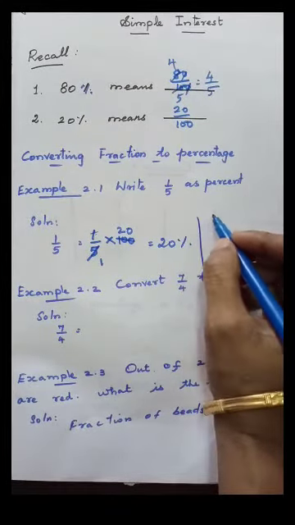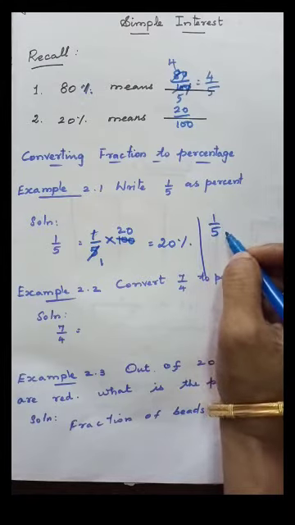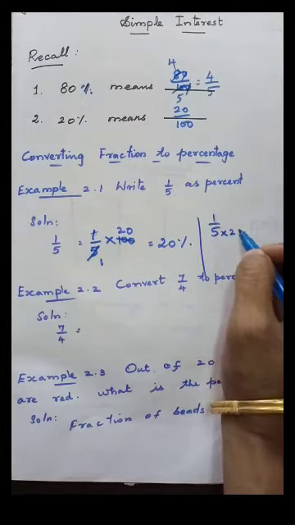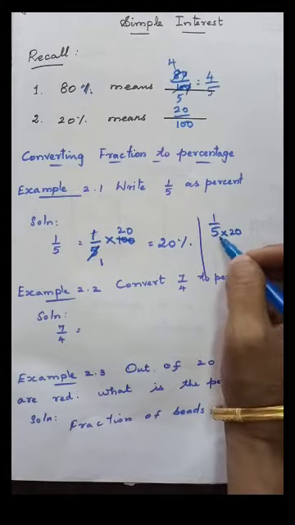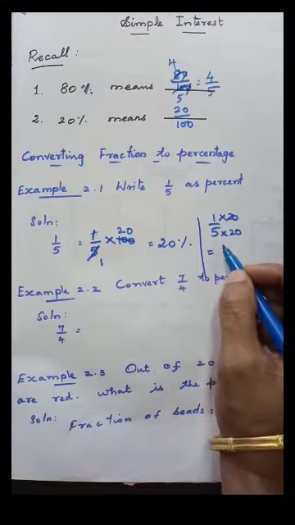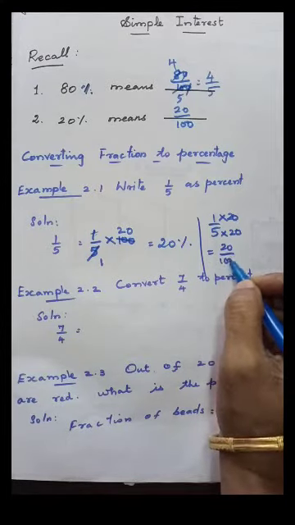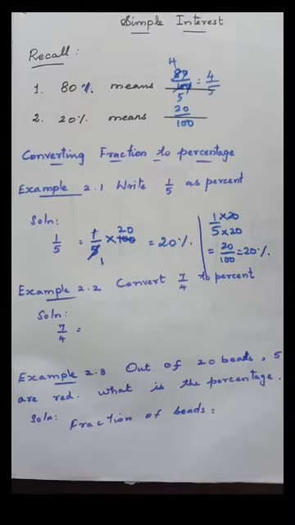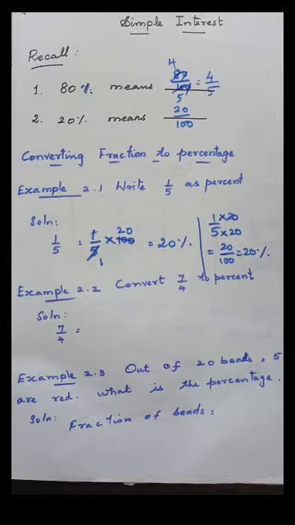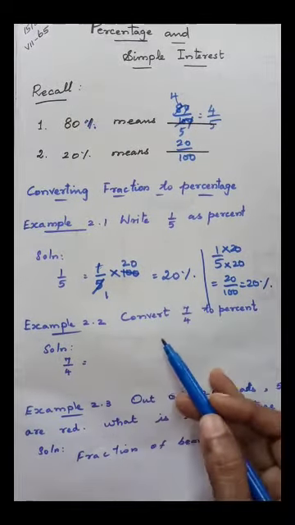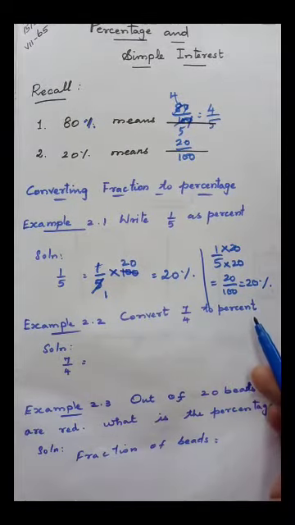Otherwise we can make the denominator 100. The other method is 1 by 5. If you multiply 5 into 20, it will come as 100, isn't it? So you have to multiply the numerator also. Then it will be 20 by 100. So it is 20%. These are the two methods to find the percentage.